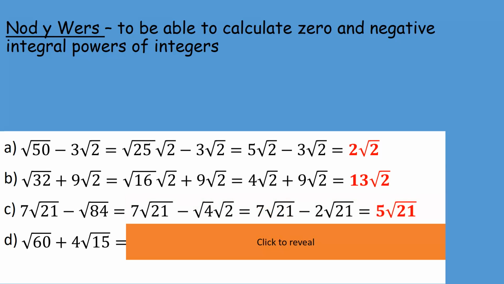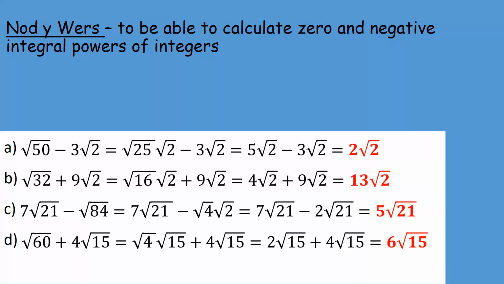A little bit of a more difficult one, I thought. This one, where we've got 7 minus 2 root 21, so you end up with 5 root 21. And there we go, that's our last one.